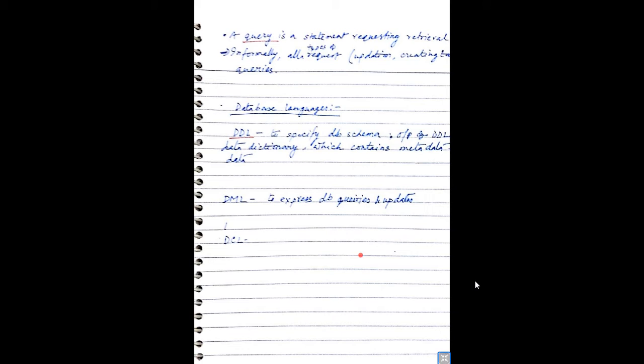And DCL examples we will not cover until now, that is commit, revoke, grant. We will see those in the next examples. So these are the three categories of languages, and you must remember the examples of these.